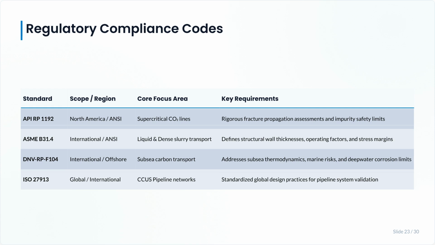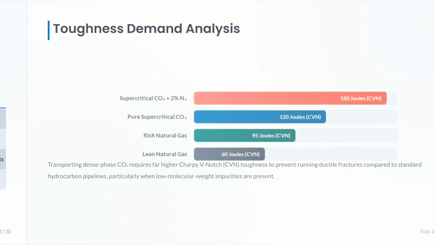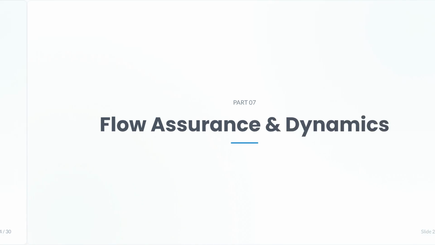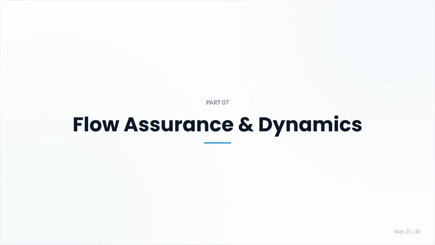Regulatory compliance is mandatory. Pipeline design must strictly adhere to established safety codes to ensure integrity and reliability across various operational environments. Transporting dense phase CO2 requires higher Charpy V-notch toughness than standard hydrocarbons to prevent running ductile fractures, particularly when impurities are present. In the final section, we review flow assurance and the dynamics that influence booster station and pipeline routing.